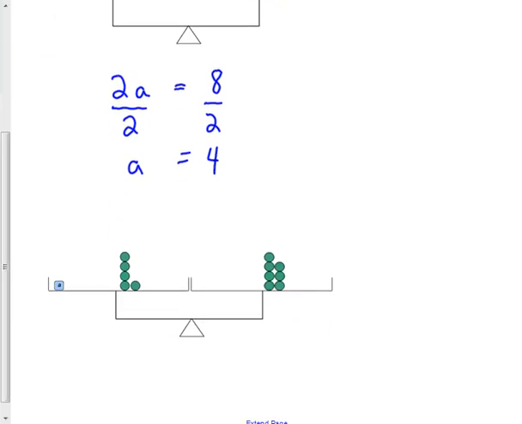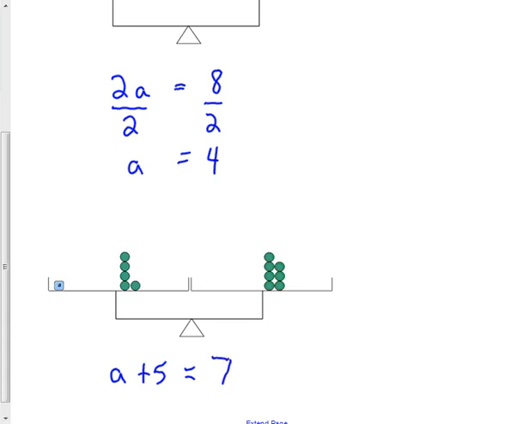This one looks a little different. If I look, I have that variable a, and I've got 1, 2, 3, 4, 5 units. So that would be a plus 5, and that's equal to 1, 2, 3, 4, 5, 6, 7.